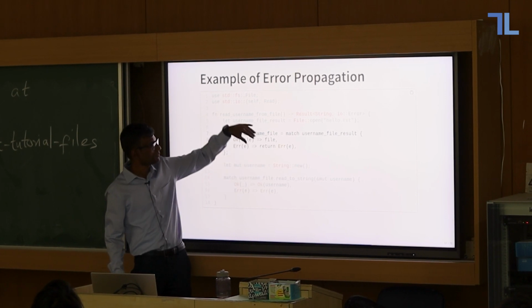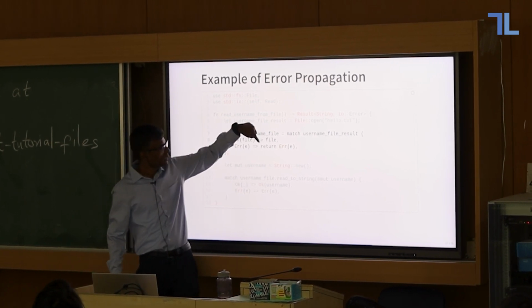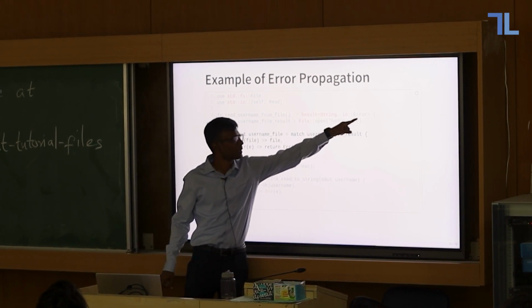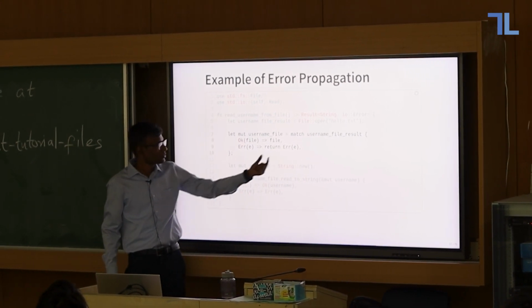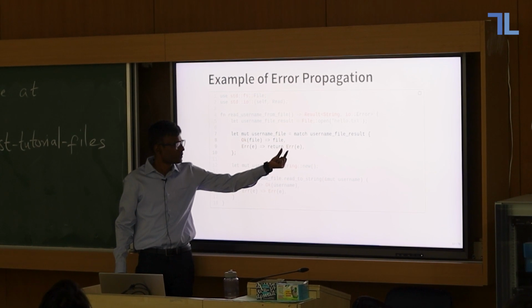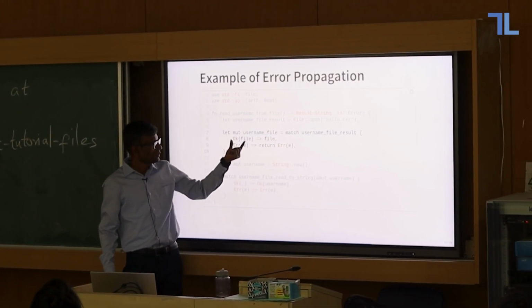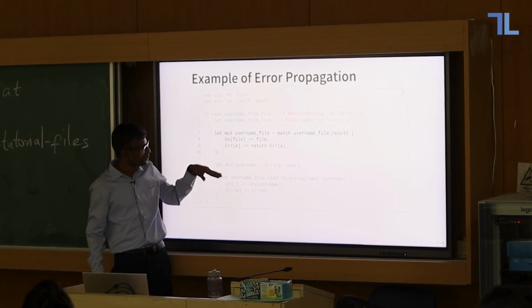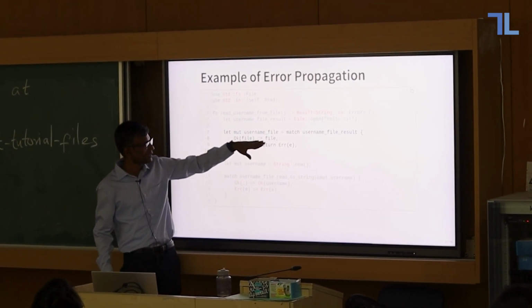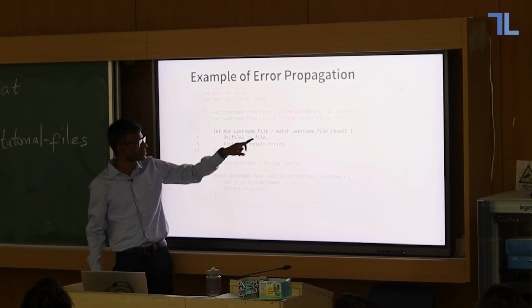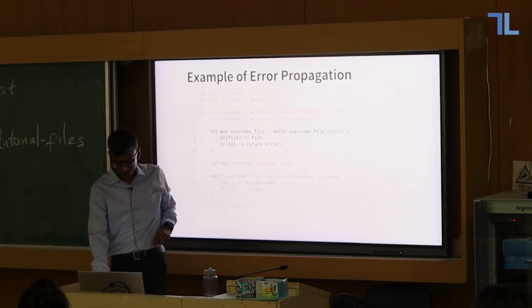Now this return statement will jump out of this function, and the type of the return in this case is IO error. So we are returning an error here, and that matches the type. But if the file opening succeeded, then I am continuing. There is no return here. The file value is assigned to this username file, and then I continue.